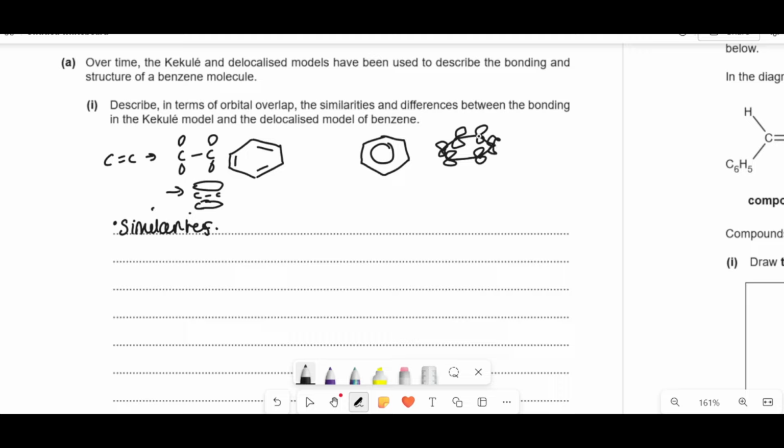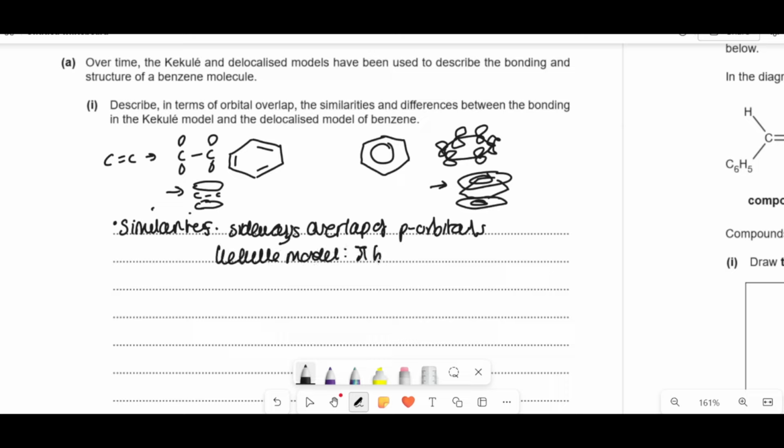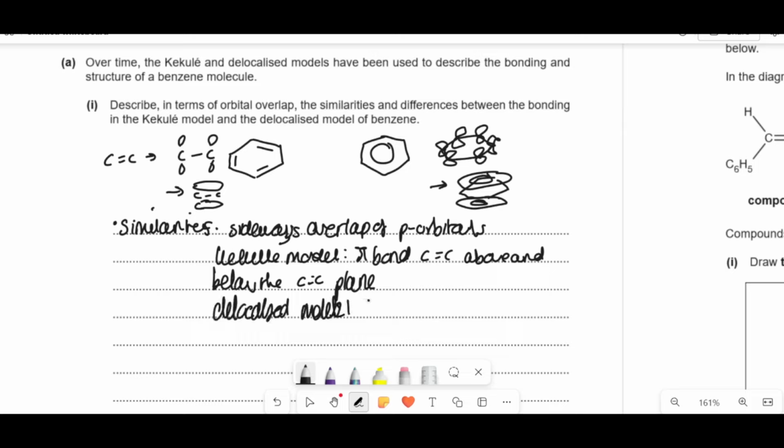So Kekulé was saying that these ones would overlap and then these ones would in separate places. But the actual model that we use is that you have a ring above and below because they all overlap sideways like this. So a similarity is definitely that there's a sideways overlap of p orbitals. That's a definite similarity, right? And in the Kekulé model, you have a pi bond between C to C, above and below the C-C plane. And in the delocalized model, you have a pi ring or system due to the overlap above and below the plane, like that.